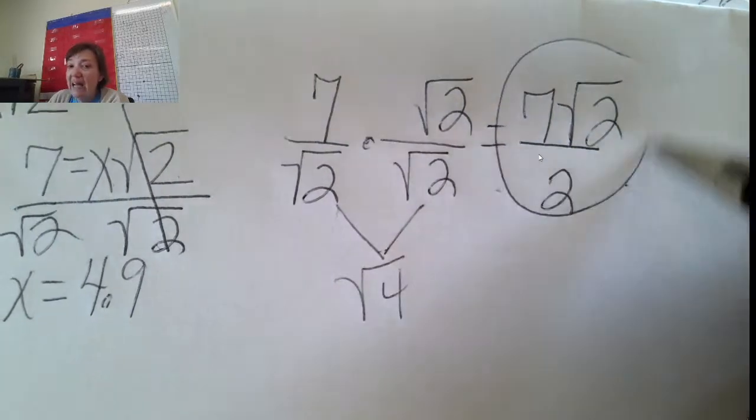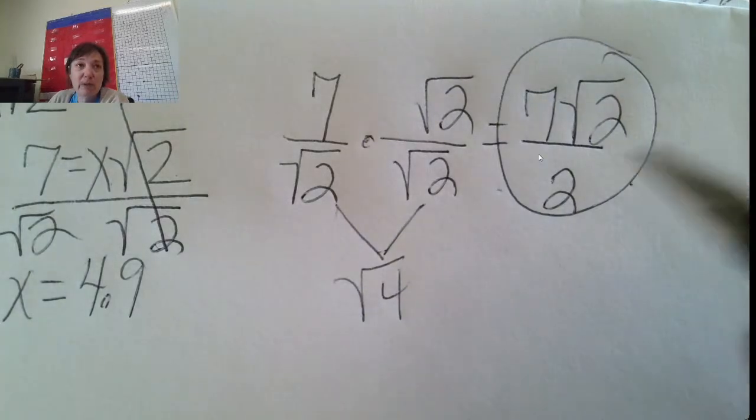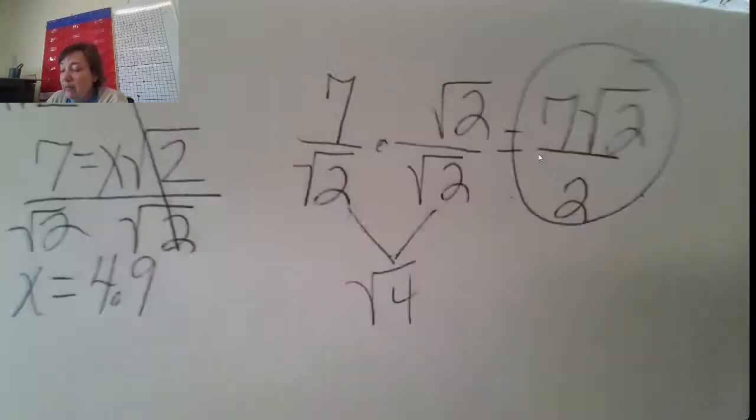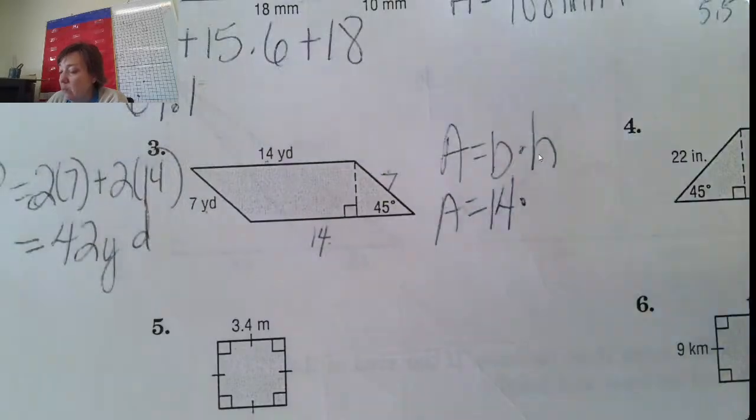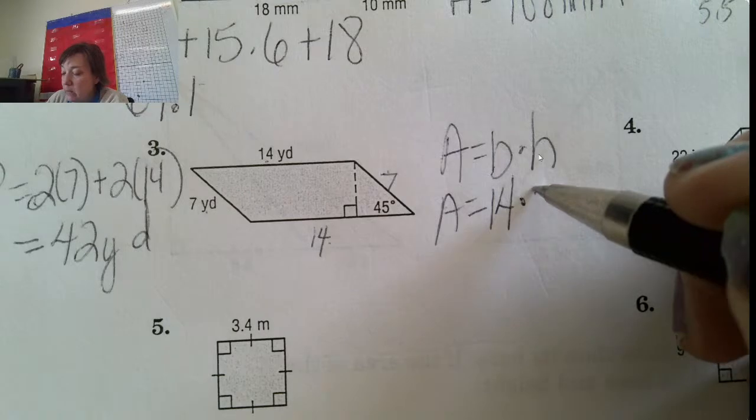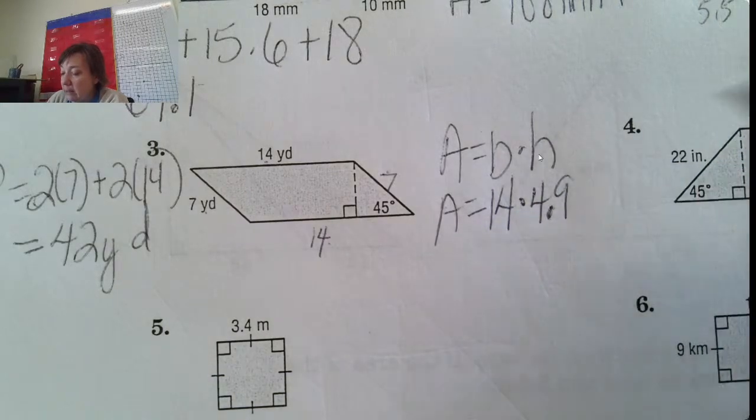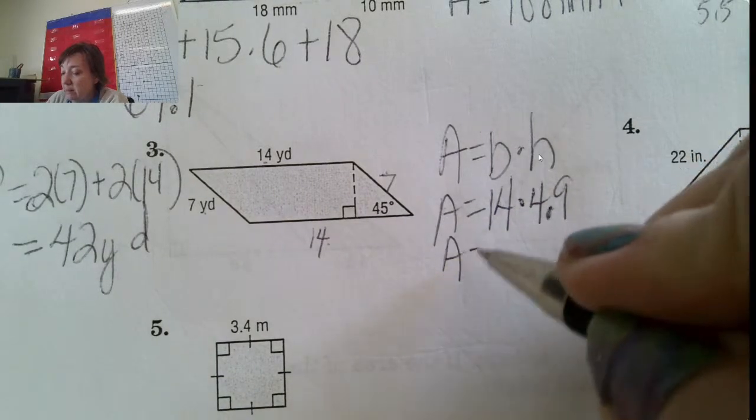Now, if they had asked for an exact answer, we'd have to use that. Okay? But they didn't, so we don't. But they gave us 4.9. So we've got 14 times 4.9. And what does that give us?